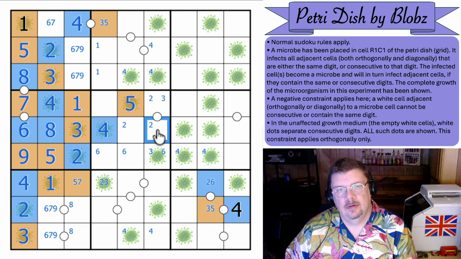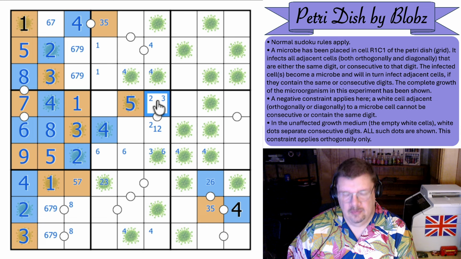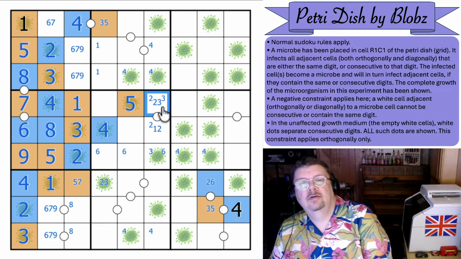If that's a 3, that's a 2. No, wait. Yes, if that's a 3, those can't be 2, so that's a 2, making that 1. And if that's a 3, that's a 2. So that's not a 2. If that's 1, that's a 2. If that's 2, that's a 3. Okay.